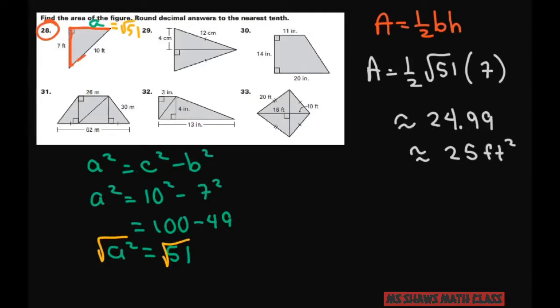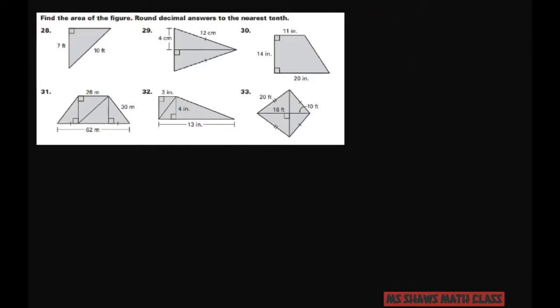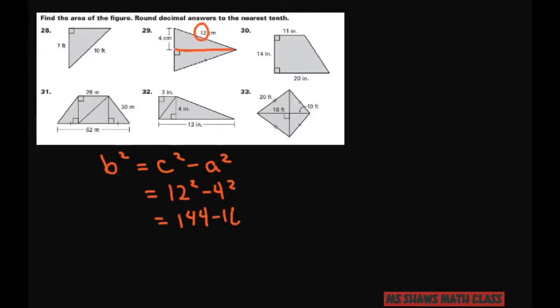All right, and so the next one, we have to find this area. So I want to find this length here. So that's your, let's call that b squared equals c squared minus a squared. So we get c is your hypotenuse, which is 12 squared minus 4 squared. So that's 144 minus 16, and 144 minus 16 is 128.